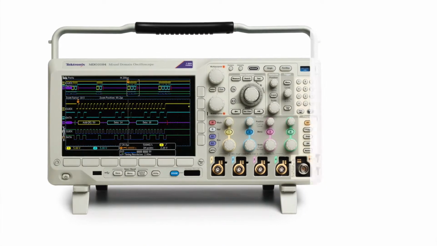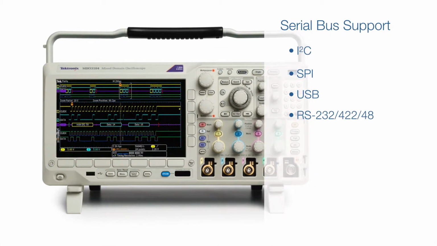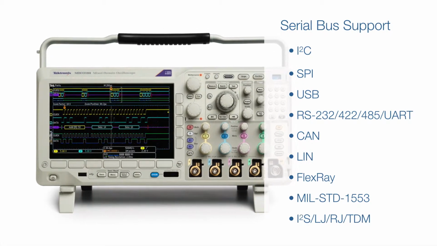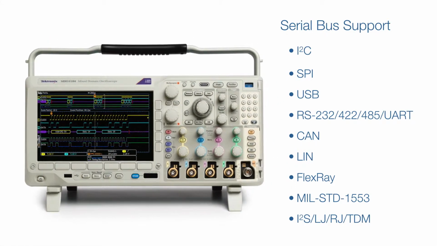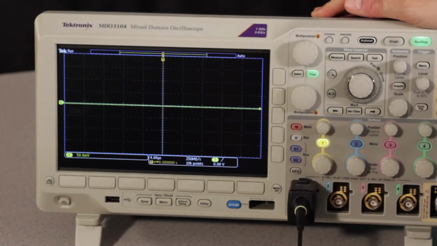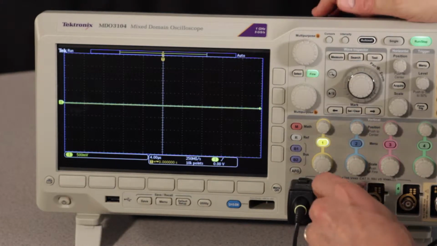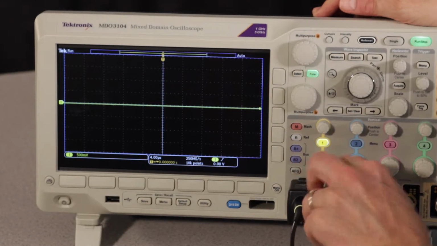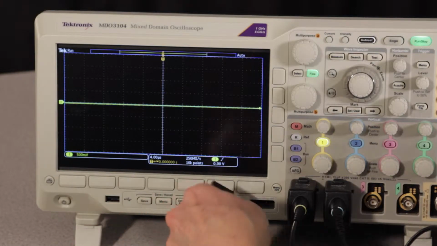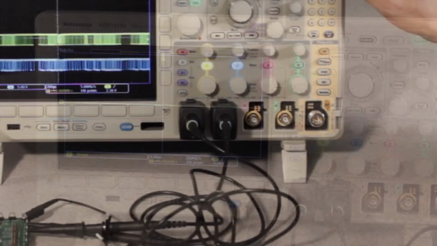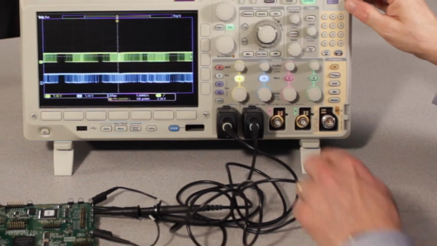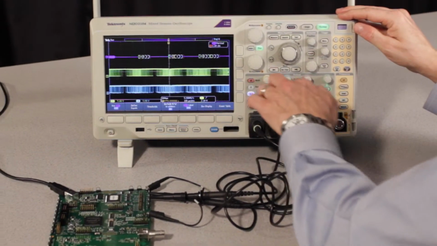Support is available for a wide range of industry-standard serial buses, including popular interchip, system, and special application protocols. Any of the analog channels can be connected to buses. If you have the mixed signal option, you can use the digital channels to connect to your buses. You can set up 2 different buses for simultaneous display, triggering, and searching.